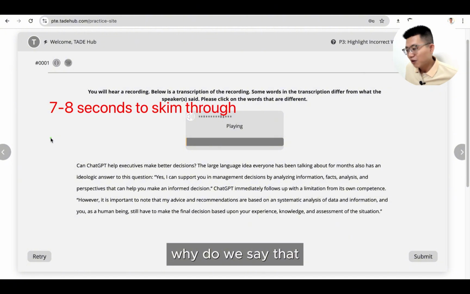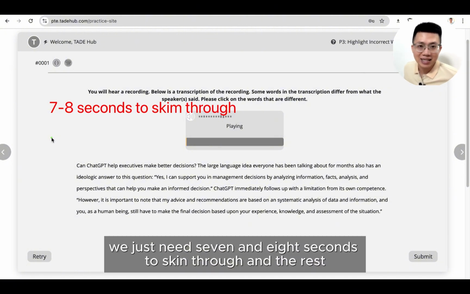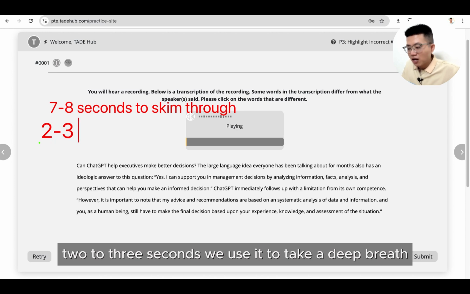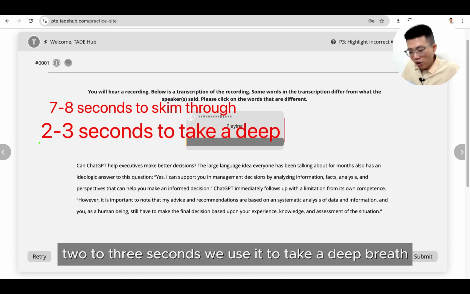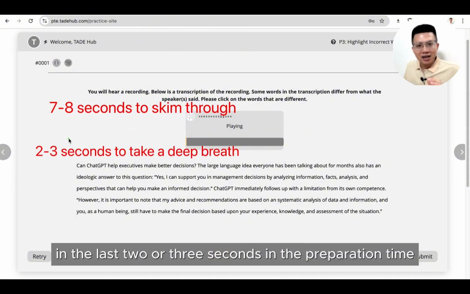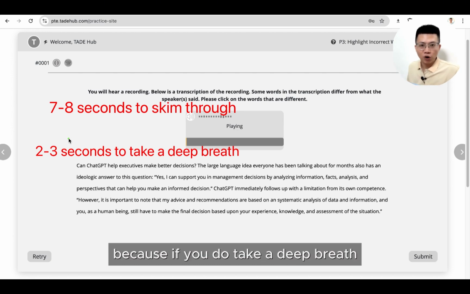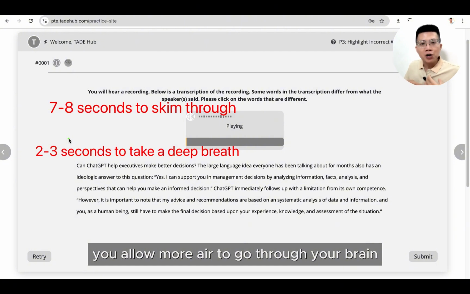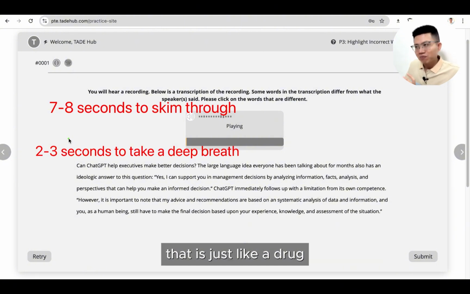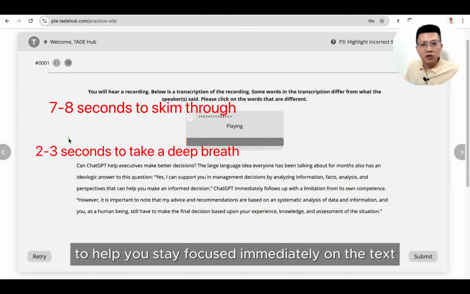Why do we say that we just need 7 to 8 seconds to skim through, and the remaining 2 to 3 seconds we use to take a deep breath? Taking a deep breath in the last 2 or 3 seconds of the preparation time is really essential to help you stay more focused, because if you do take a deep breath, you allow more air to go through your brain. That is just like a drug to help you stay focused immediately on the text.